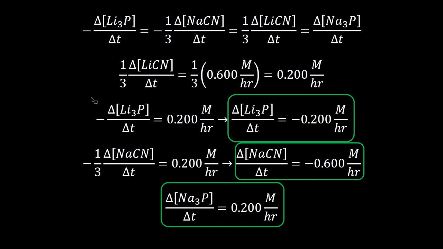-1 times the rate of change of lithium phosphide equals 0.2 molars per hour. Therefore, the rate of change of lithium phosphide is negative 0.2 molars per hour. The negative 1/3 times the rate of change of sodium cyanide equals 0.2 molars per hour. The rate of change of sodium cyanide is therefore negative 0.6 molars per hour. And with sodium phosphide, as we set it equal to 0.2 molars per hour, we already have our answer.